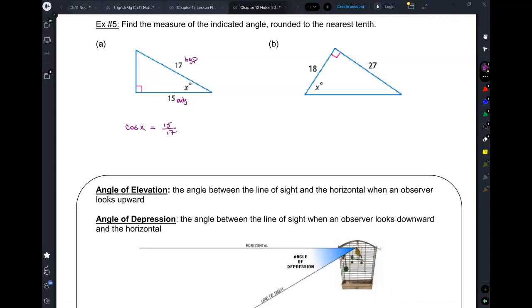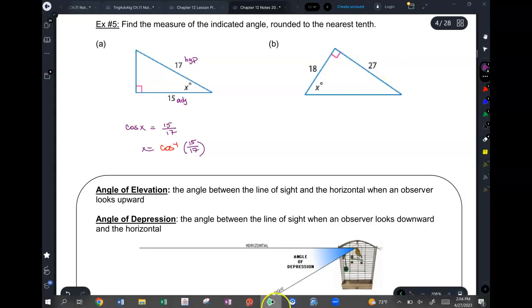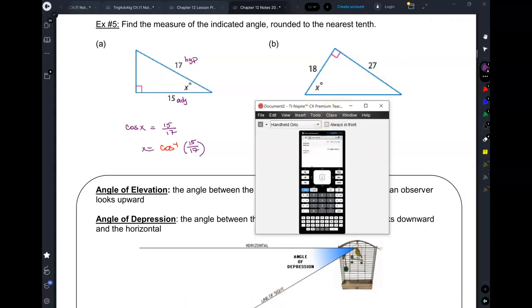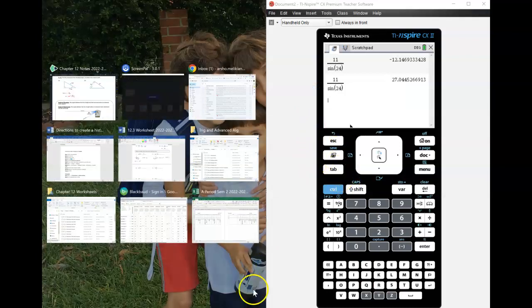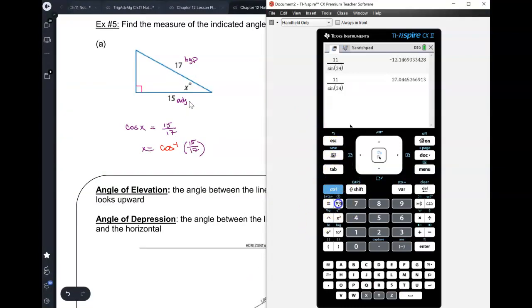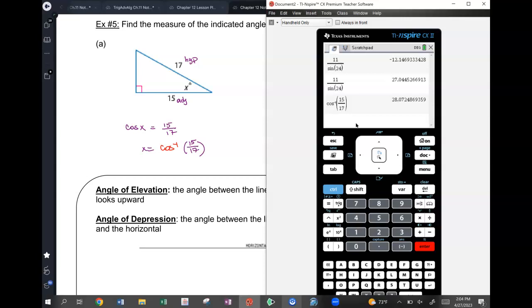So if it's the angle that I'm missing, how do I find the angle? It's got to be the inverse cosine of 15 over 17. Okay? So let's go ahead and plug that into your calculator. So in your calculator, if you go back to here, trig, you see inverse cosine is here, and just plug in the values. All right, 28.1 degrees.